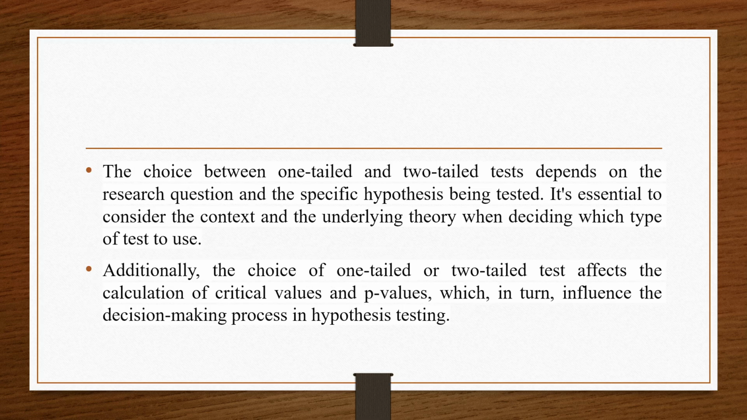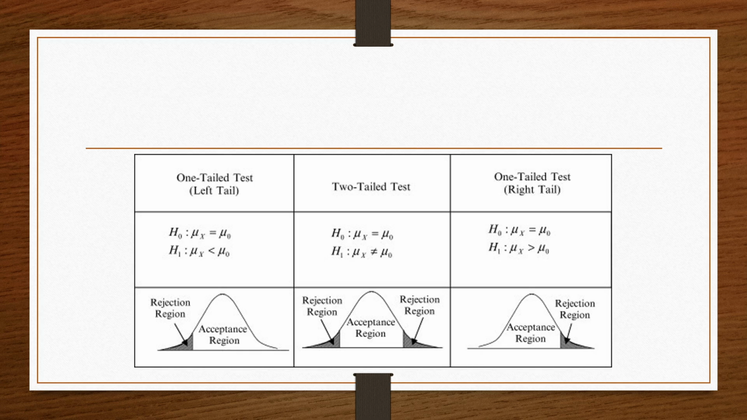The choice between a one-tailed and a two-tailed test depends on the research question and the specific hypothesis being tested. So it is essential to consider the context and the underlying theories when deciding which type of test to use. Additionally, the choice of a one-tailed or two-tailed test affects the calculation of critical values and p-values, which in turn influences the decision-making process in hypothesis testing.